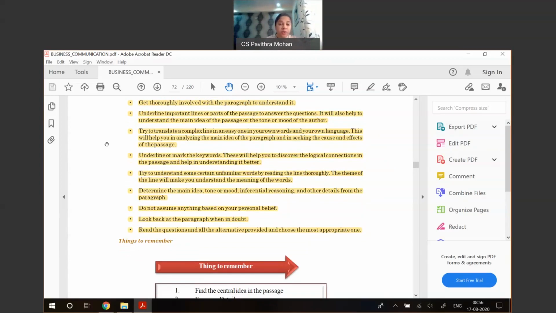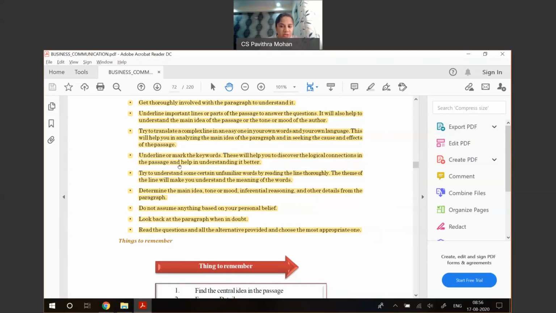So when you're trying to analyze an entire paragraph, if you are not able to understand a particular sentence, read it twice or thrice. Once you get a basic idea of that, convert that particular sentence into your understanding, whichever way you are able to understand. Then after that you go ahead with the rest of the passage.